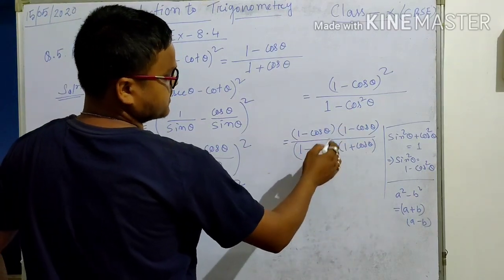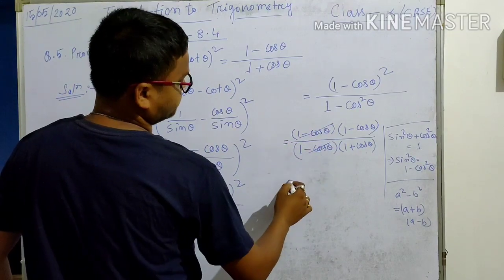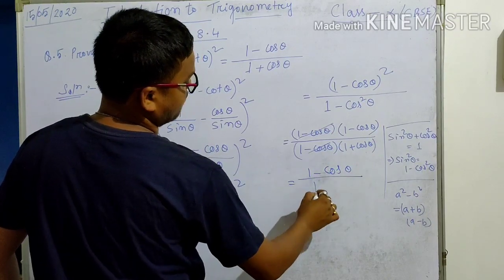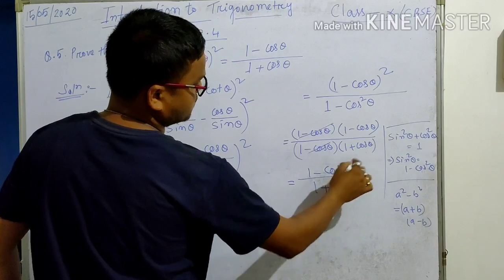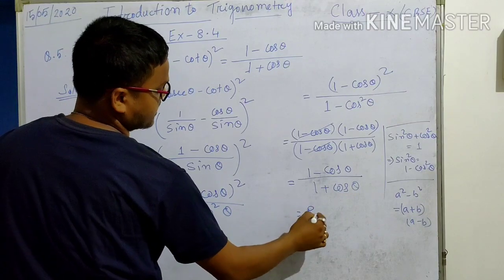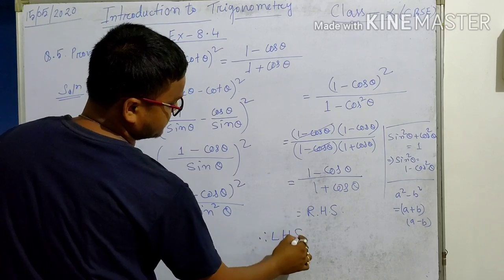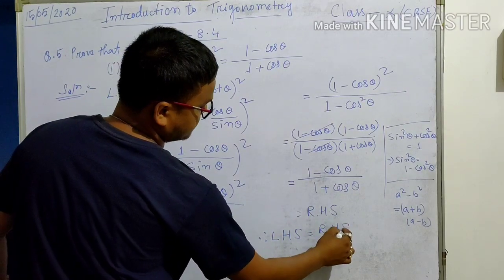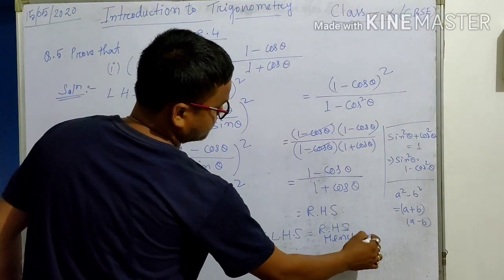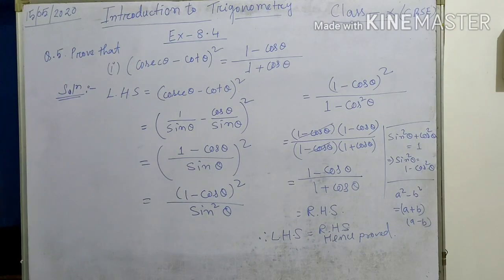Now you see the same term, 1 minus cos theta, we can cancel in numerator and denominator. So finally you will get (1 minus cos theta) divided by (1 plus cos theta). This is equivalent to your right hand side, is it not? Yes. Therefore left hand side is equal to right hand side. Hence proved.